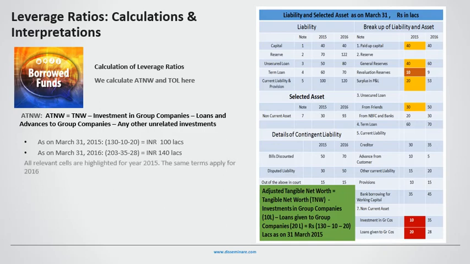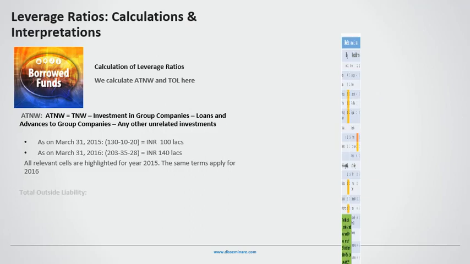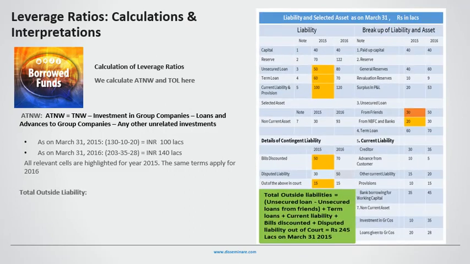All relevant cells are highlighted for year 2015. The same terms apply for 2016. Total outside liabilities, TOL, is given by unsecured loan minus unsecured loans from friends and family, plus term loans, plus current liability plus bills discounted plus disputed liability out of court. All the figures for 2015 are shown in the balance sheet, highlighted.